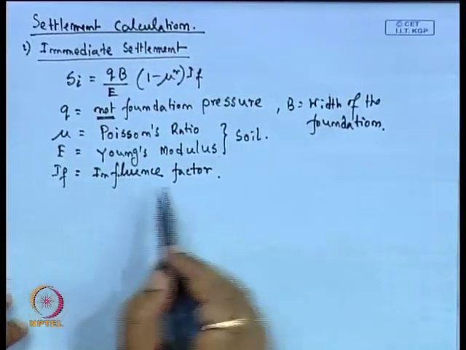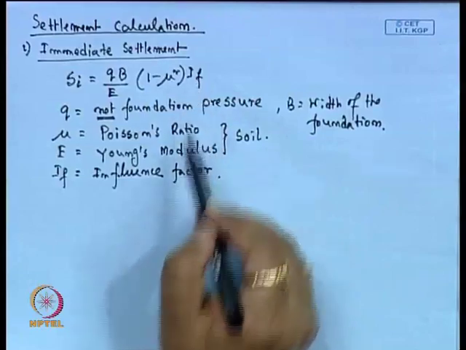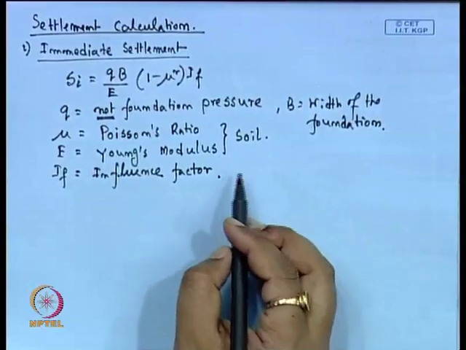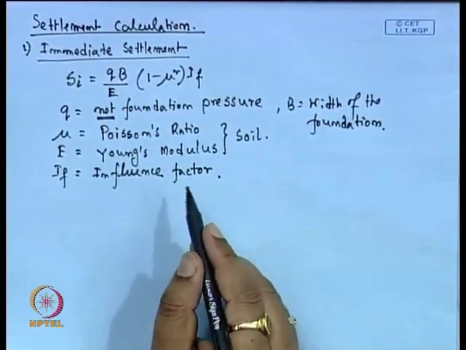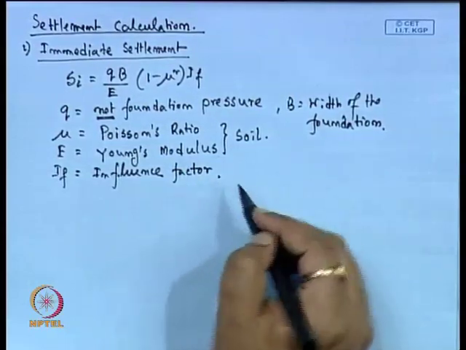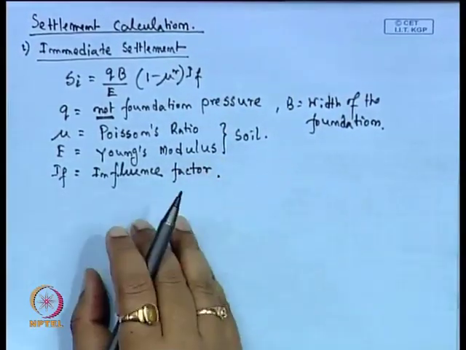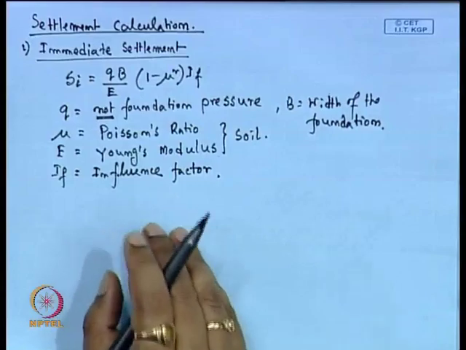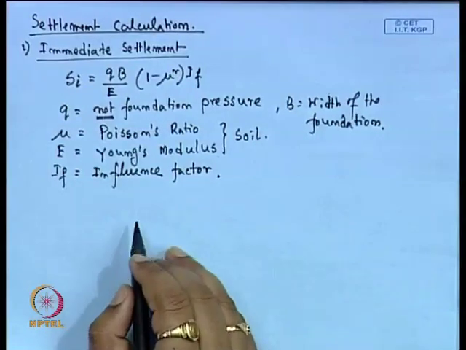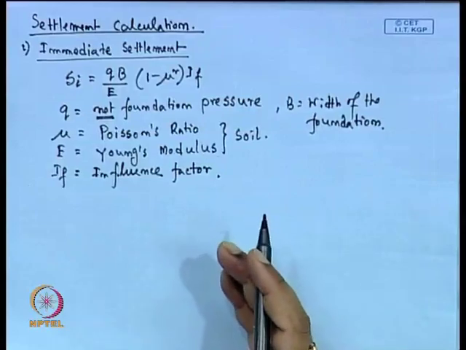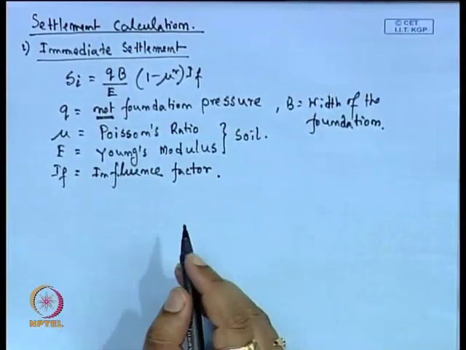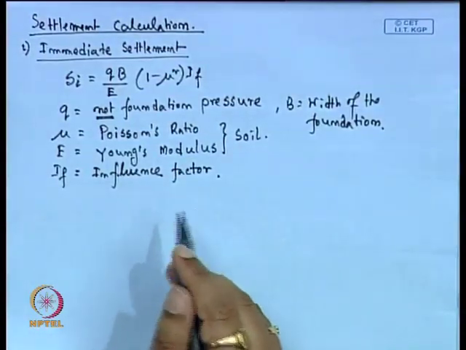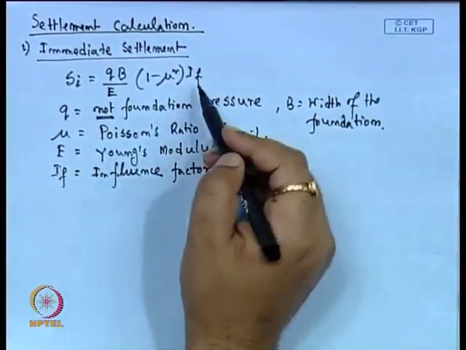Now, IF is the influence factor, and we can calculate this factor for different types of footing, that is, for the square footing, circular footing, and rectangular footing. And it differs for different types of foundation, because we have the flexible type of foundation and the rigid type of foundation or mat foundation. The flexible type of foundation is generally the isolated footing, and the rigid type of foundation is a raft foundation or the mat foundation. So, depending upon whether it is rigid or flexible, or the shape of the foundation, we will get the influence factor.